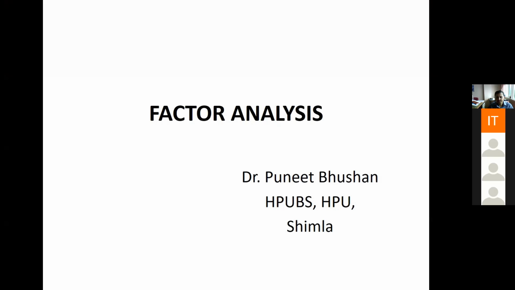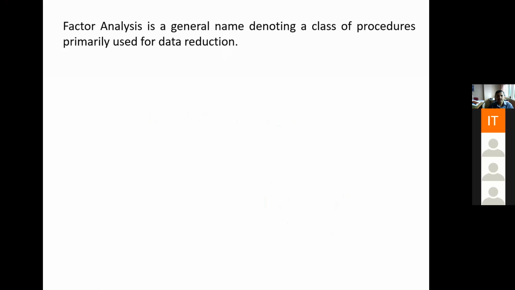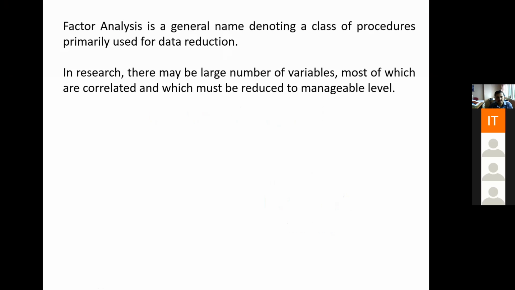Now, first of all, we have to remember what we mean by factor analysis. When we talk about factor analysis, it is a general name denoting a class of procedures primarily used for data reduction. We can say that factor analysis is a data reduction or data summarization technique.